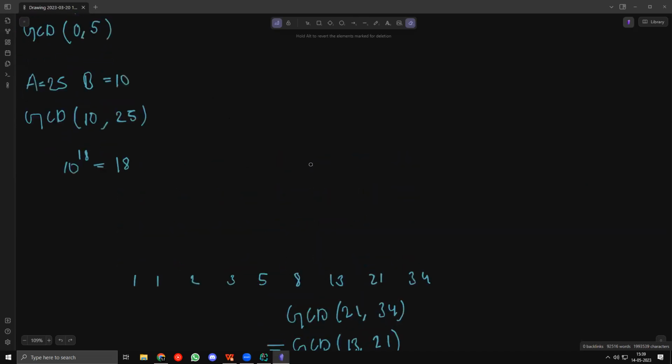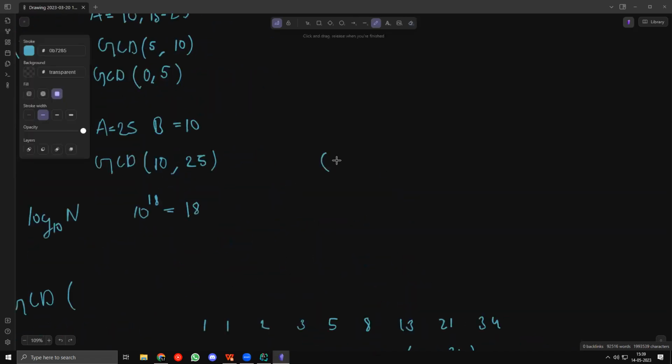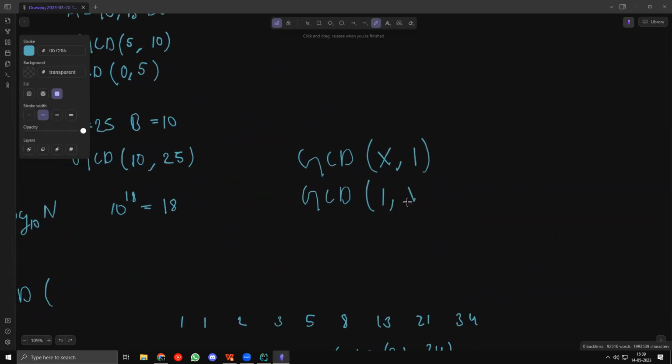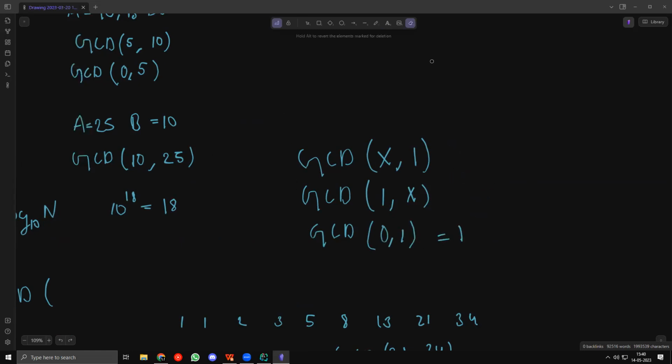Ankit, that is wrong. I don't know where you found that, but that's wrong. Because let's say you take GCD of x, 1. Let's see what happens when you take GCD of x, 1. You'll take B modulo A, which would be 1 modulo x. So it will be GCD of 1, x. Then you'll take x modulo 1, which should just be 0, so you get GCD of 0, 1, and the answer is 1. So this is 2 steps. I don't know where you found that, but that's very wrong.